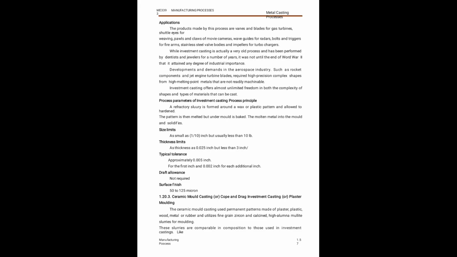casting. Next, ceramic mold casting, or cope and drag investment casting, or plaster molding. The ceramic mold casting uses a permanent pattern made of plaster, plastic, wood, metal or rubber. It utilizes fine grained silica and high alumina multiple slurry molding. These slurries are comparable in composition to those used in investment casting.